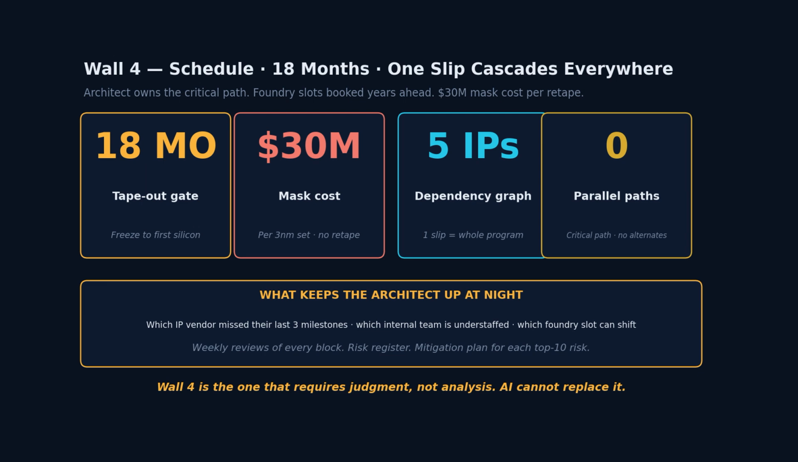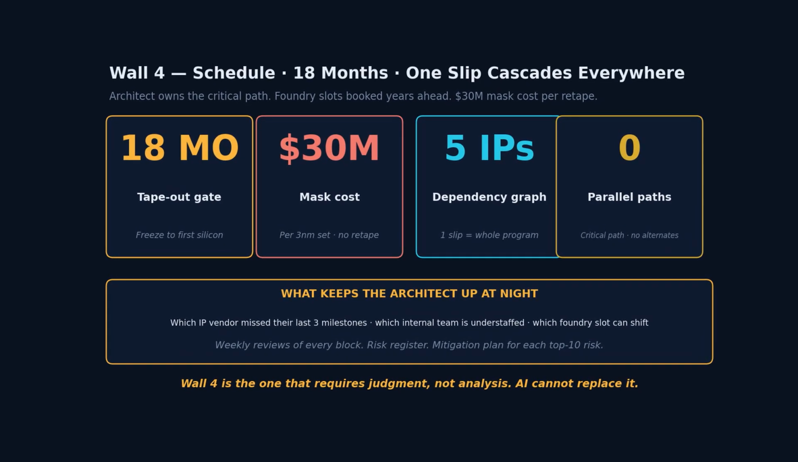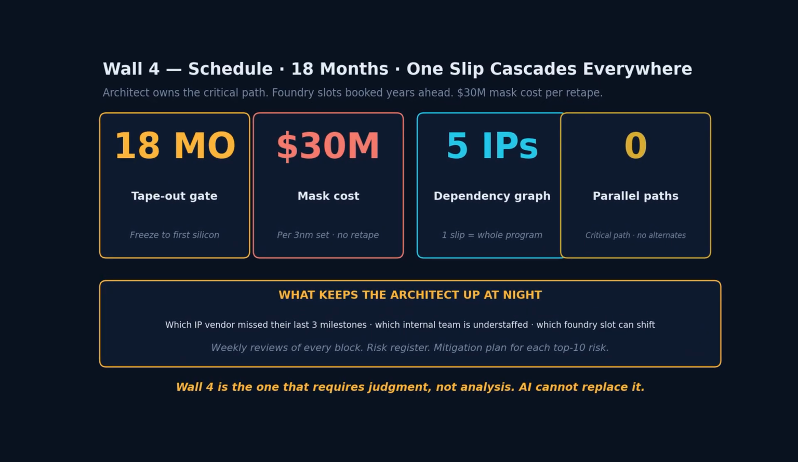Every IP block sits on that graph. If one block slips 2 months, the entire program slips 2 months. There are no parallel paths around it. Foundry slots are booked years in advance. Mask costs at 3 nanometer are $20 to $30 million per set. You do not retape unless you absolutely have to.